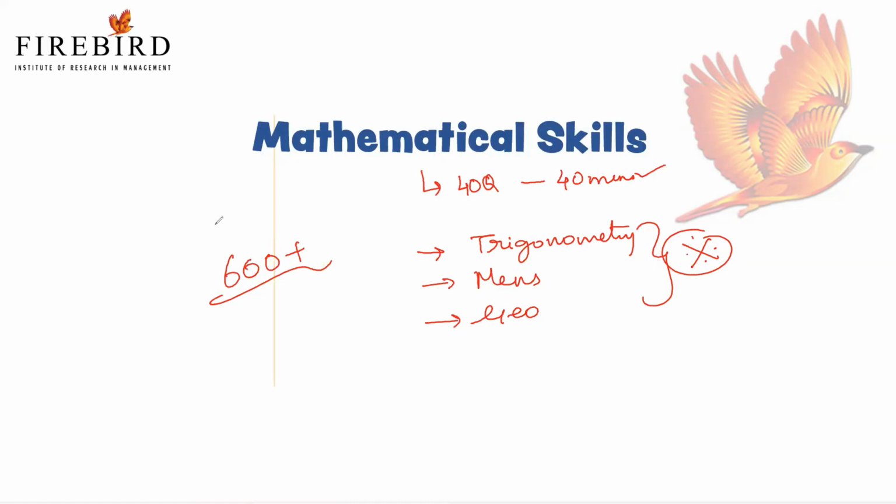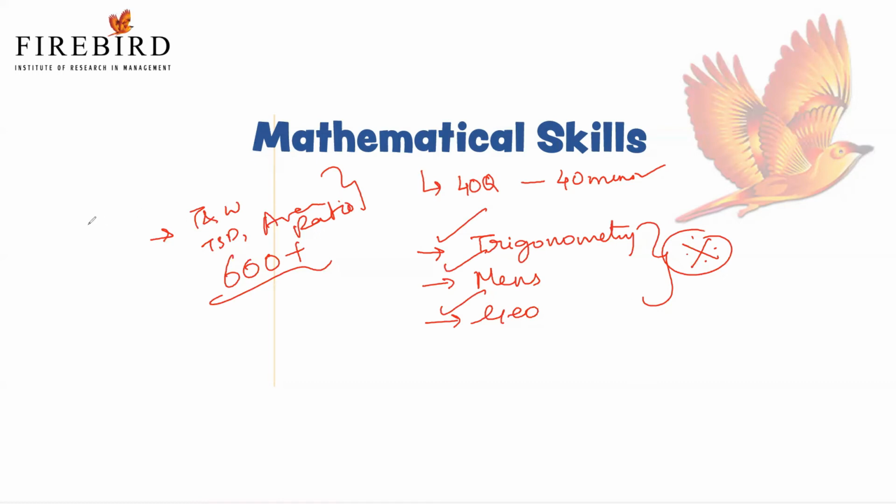All the students will concentrate on all the topics like time and work, time, speed and distance, average and allegation, ratio and proportion. Yes, you have to concentrate on all these topics. And to score 600 plus, don't forget to concentrate on the topics like trigonometry, mensuration, and geometry.